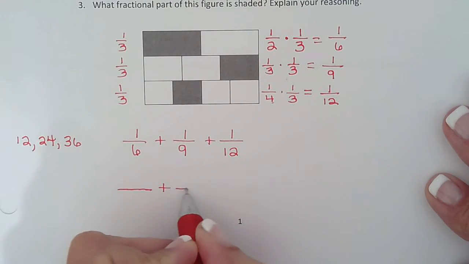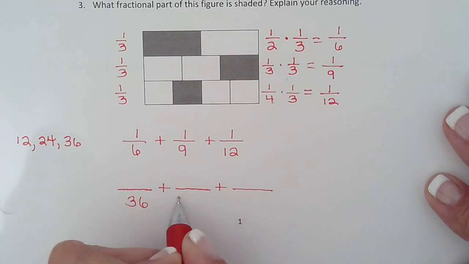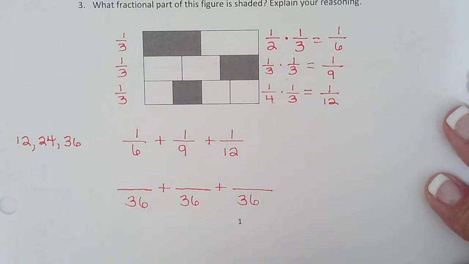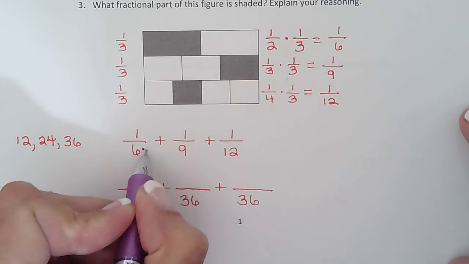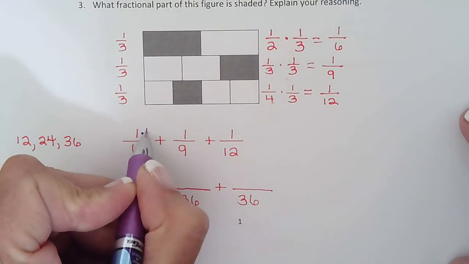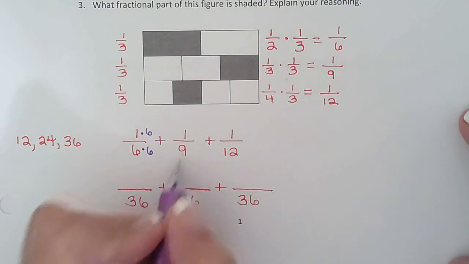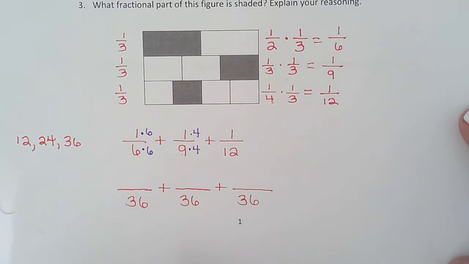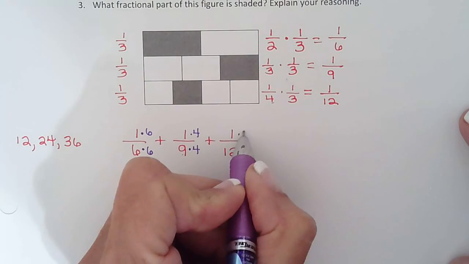So we're going to change these three all to 36. And remember, if you change the denominator, you must also change the numerator. So don't bring down 1, 1, 1. That would be incorrect. You ask yourself, how many times does 6 go into 36? And that would be 6. But if you multiply by 6 in the denominator, you must also multiply by 6 in the numerator. And 9 goes into 36 4 times, so multiply both the numerator and denominator by 4. 12 goes in 1, 2, 3, so times 3 times 3.